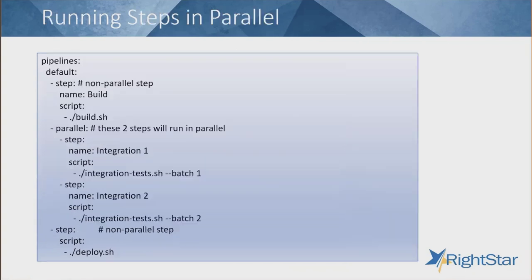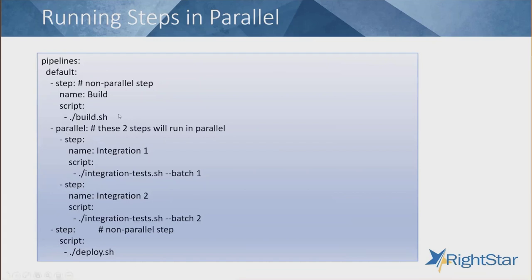Now, one of the things that we can do with Bitbucket pipelines is we can run steps in parallel. So by default, steps are going to be run sequentially in the order in which they are listed in our Bitbucket pipelines YAML file. However, we can add the parallel tag, and that indicates that the steps underneath these are run in parallel, and so Bitbucket will actually launch two Docker containers simultaneously to run each of these steps.